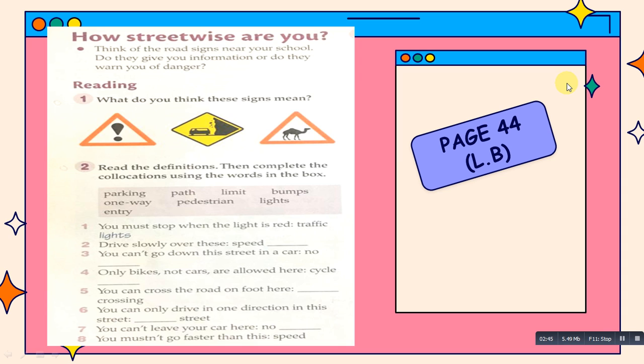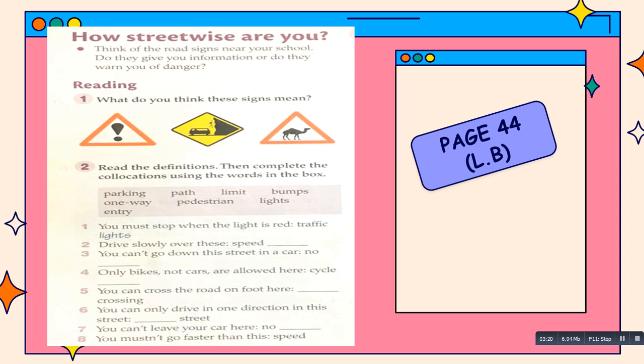All right, kids. So I think we went through very few road signs which are very common to you, right? Right, so kids, now I want you all to turn to page number 44 in your learner's book. If I repeat the topic again, it's how streetwise are you? Right, I'm moving on to the reading part. Reading question number 1. What do you think these signs mean? So Pute, you can see three signs which are different from the signs which I showed you before.